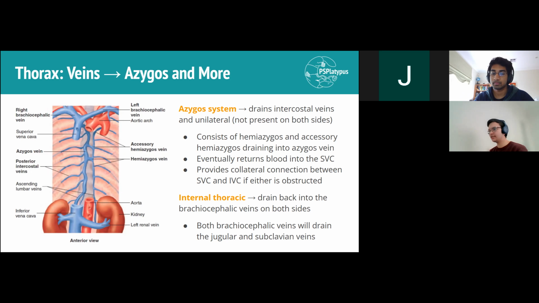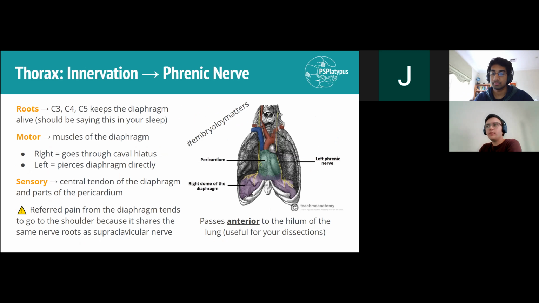Okay, that's internal thoracic. Now we come to the nerves. So there are a couple of nerves that are happening in the thorax, and some of them don't just stay in the thorax. They also do a couple of other things. But we'll start off with the phrenic nerve, which is more specific to the region that we're looking at. The roots, as I said, are C3, C4, C5. I'm going to keep saying this, and you're going to keep hearing this from faculty and from us in future years. So you should be saying this in your sleep.